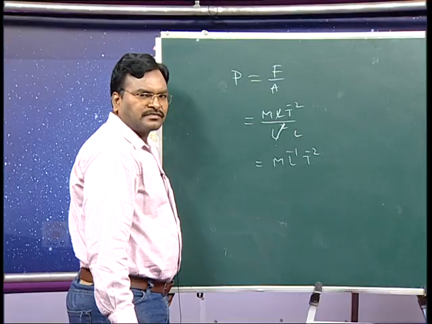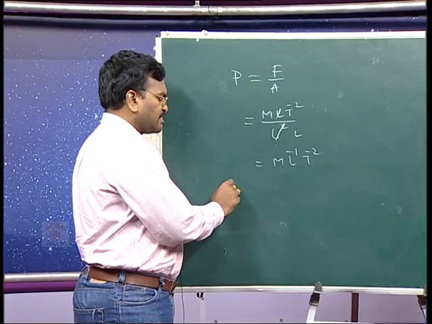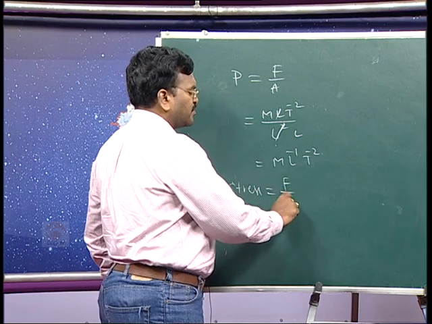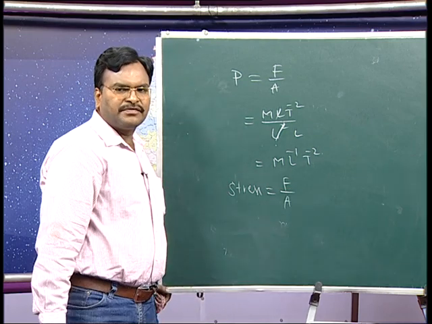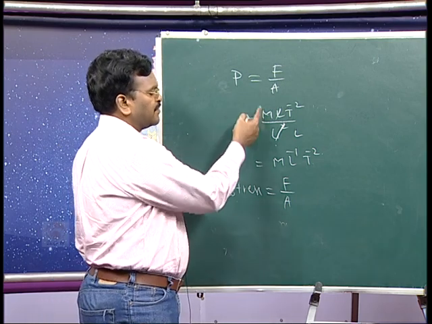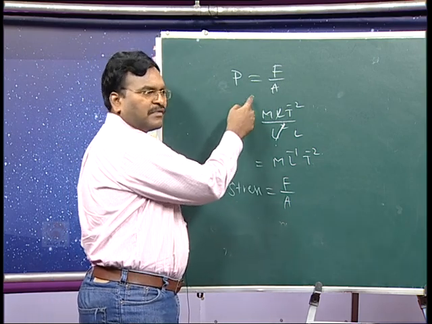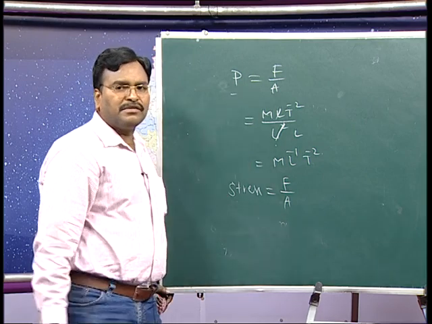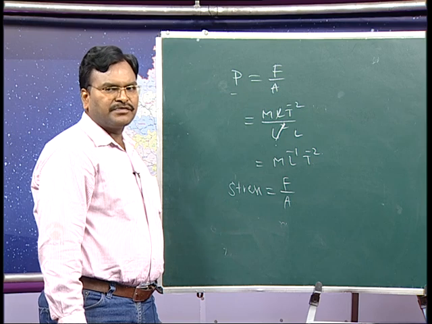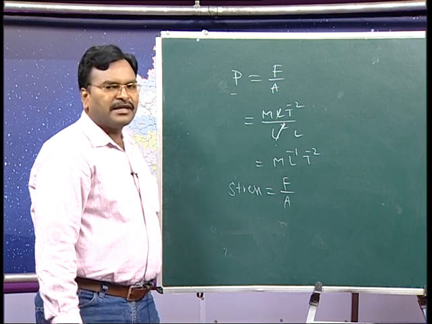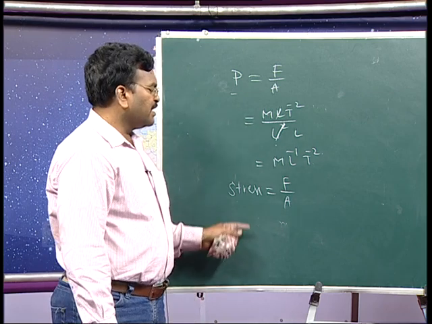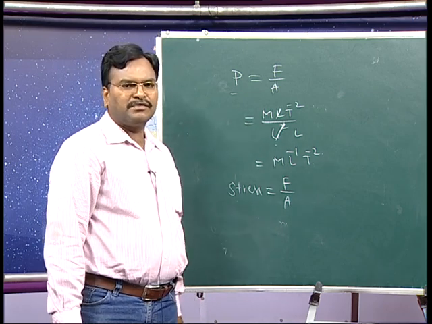Now, next one, stress. Stress means what? Stress is equal to force by area. Restoring force acting per unit area is called stress. What is the formula for pressure? Force by area. So stress and pressure have the same units and dimension formula. And also we have different types of stresses: longitudinal stress, bulk stress, tangential stress, whatever it may be. The unit and dimension formula are the same.